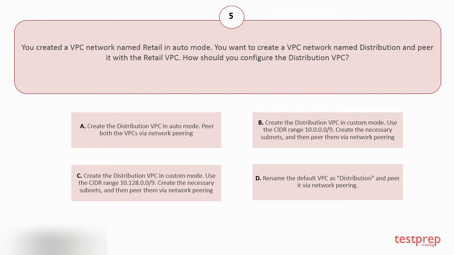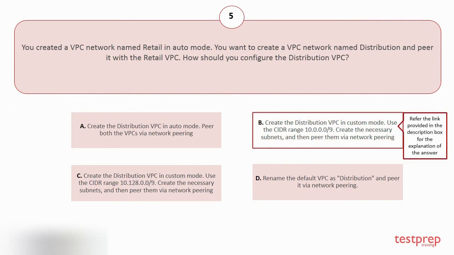B. Create the Distribution VPC in Custom Mode. Use the given CIDR range. Create the necessary subnets, and then peer them via network peering. C. Create the Distribution VPC in Custom Mode. Use the given CIDR range. Create the necessary subnets, and then peer them via network peering. D. Rename the default VPC as Distribution and peer it via network peering.